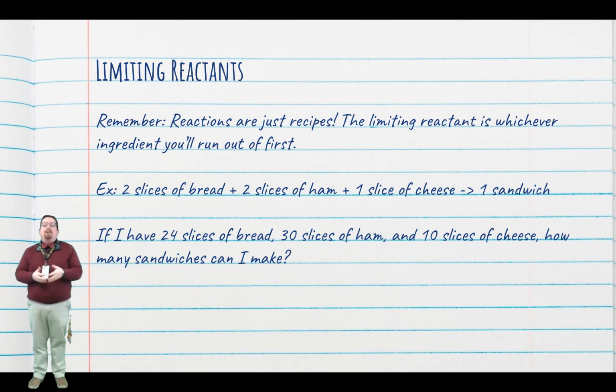If I use all of my cheese, since I have 10 slices of cheese, and it only takes 1 for each sandwich, I could make 10 sandwiches. So if I make these sandwiches one at a time, after I make the 10th sandwich, I'm out of cheese. I've got some leftover ham and leftover bread, so in this scenario, my cheese would be the limiting reactant, because that's what I run out of first.